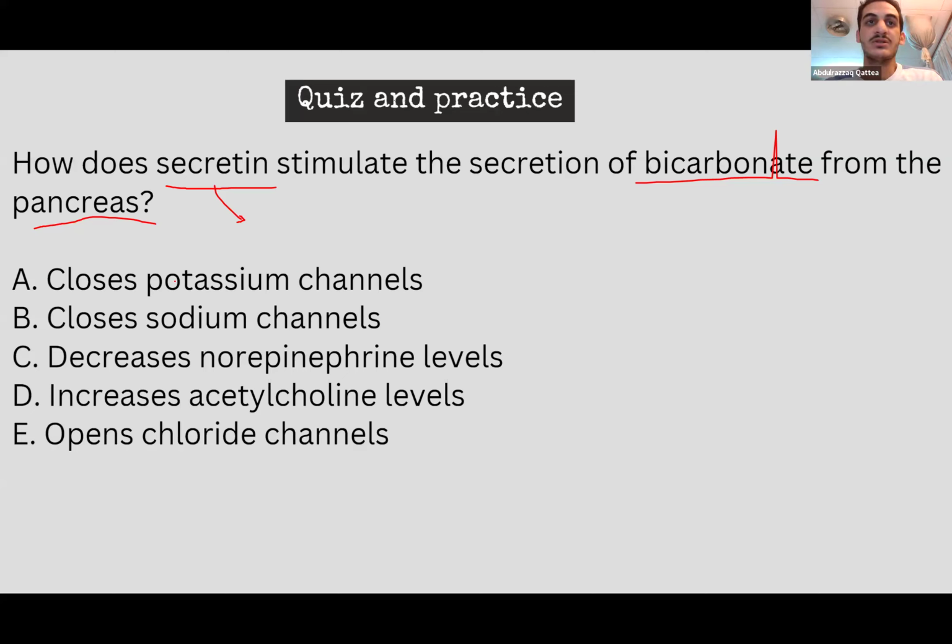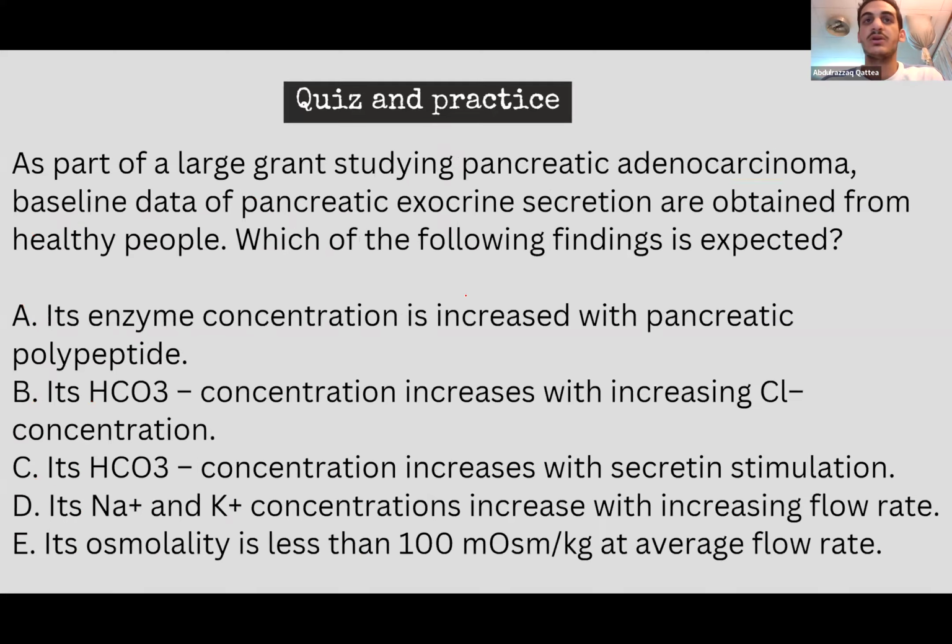Does it close the potassium channel? I don't think we studied potassium channel. Does it close sodium channels? Same thing. We did not study sodium channels. Does it decrease nephrons level? We did not study this. Increase acetylcholine level? No, it does not. It will open the CFTR channel. CFTR channel is responsible for chloride. So the answer is A. So bravo guys again. MashaAllah.